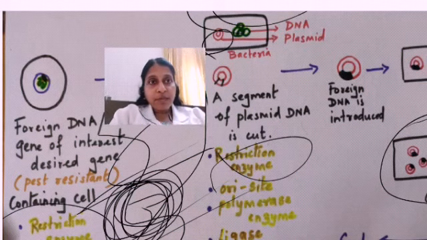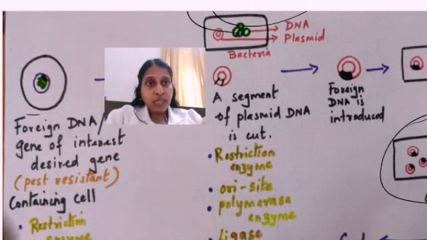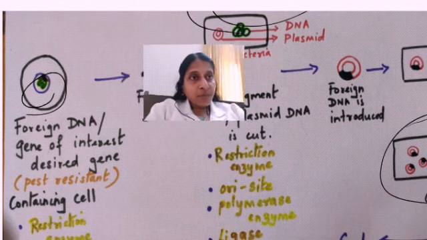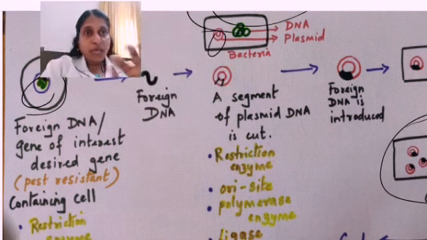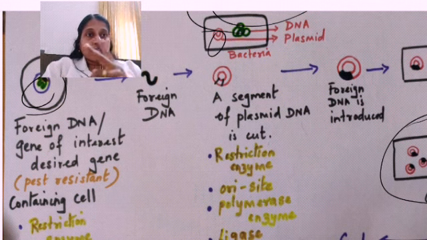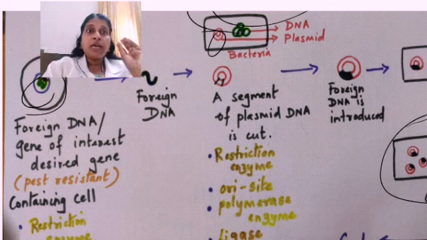So this diagram we have already seen. One, I am going to take out the foreign DNA from any cell which has the gene of interest. And another one, I am going to take out from the vector. So for two restrictions: one, I am taking the foreign DNA, for that I have to make a cut in that cell. Along with that, in the vector also I have to take out that plasmid, and there also I have to make a cut. So two places I am going to cut.